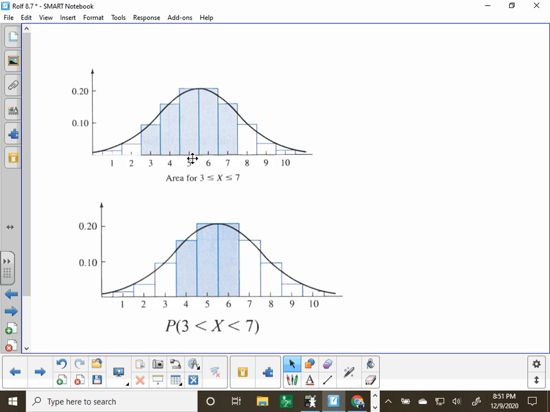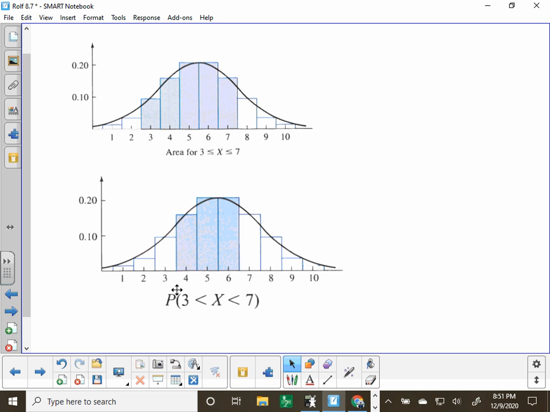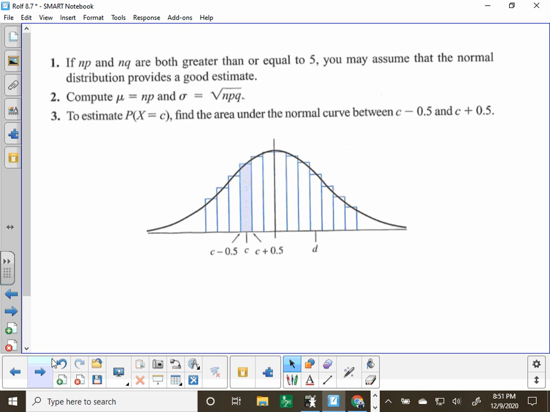We've got to find that area. Now, if we're just doing 3 to 7 exclusive, then that's 4, 5, and 6. But really, see the 4 right there? It goes down to 3.5. So we're going to go from 3.5 to 6.5. So that's how we do that one. And so basically, we just go through here and do that plus and minus thing.